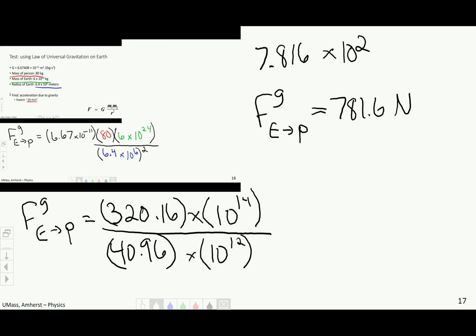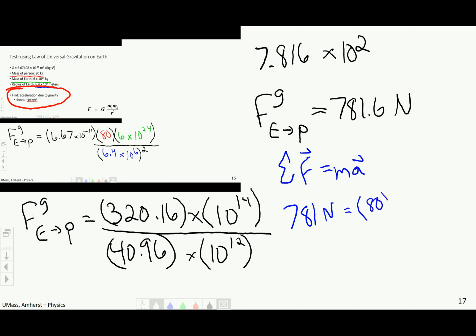Okay, so that's the force of gravity, right? But what were we looking for? We wanted to find the acceleration due to gravity. So this is the force that's being exerted on a person, right? So Earth on person is 780 some odd newtons. So if we're going to find the acceleration due to gravity, we have to use Newton's second law, and we end up with 781 newtons equals the mass of 80 kilos times the acceleration.